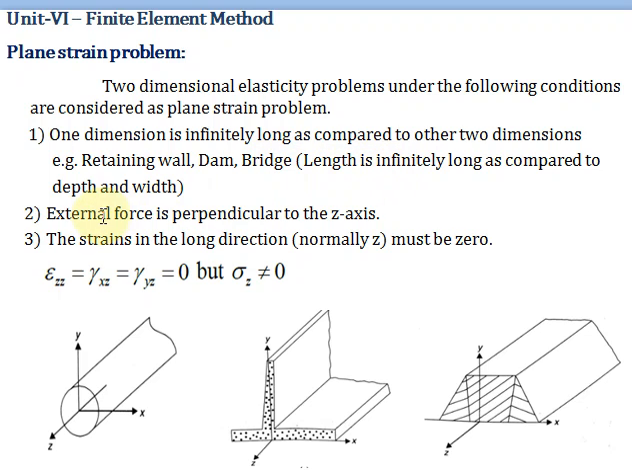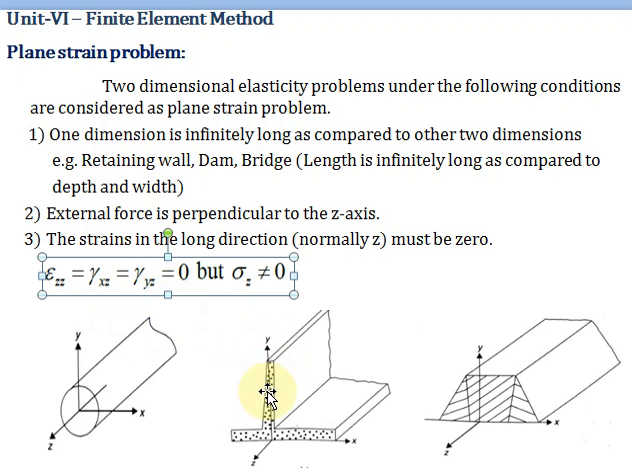Here the external force is perpendicular to the z-axis. That means the longitudinal axis is nothing but the z-axis. The strain in the longer direction must be 0. That means sigma z should not be equal to 0, but epsilon zz, gamma xz and gamma yz should be equal to 0.